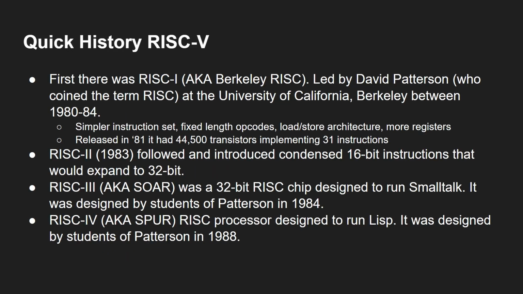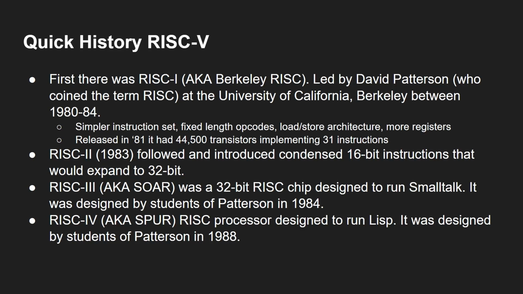So let's do the same thing for RISC-V. The original RISC-1 processor was the result of some research done by David Patterson, a very important person in the RISC and RISC-V community. He wrote the original paper on RISC while he was at the University of California, Berkeley, and he coined the term RISC: simple instructions, fixed-length opcodes, load-store architecture. We'll talk more about that in a minute. Released in 1981, it had 44,000 transistors and implemented 31 instructions.